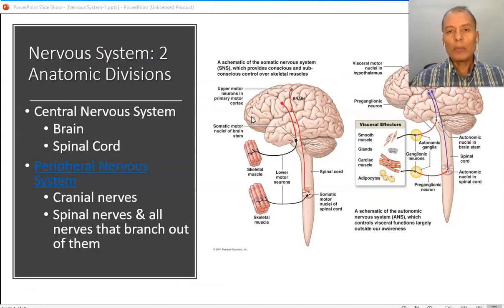The nervous system has two anatomic divisions, two main divisions. Everything in the nervous system is going to be classified into one or two of these divisions. So the first one is the central nervous system, and that includes the brain and the spinal cord. The spinal cord is a continuation of the brain.